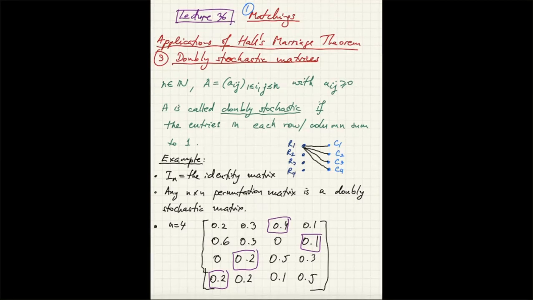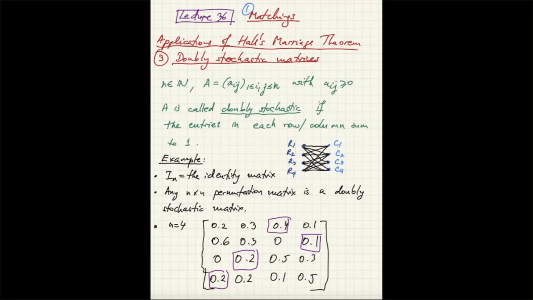On the second row, there's a 0 entry in the position 3, so row 2 is not going to be adjacent to column 3, but it's adjacent to column 1, column 2, and column 4. Row 3, there's a 0 in the position 3, 1, so there's no edge between row 3 and column 1, but there are edges between row 3, column 2, and column 4, and row 4 has edges to everybody else. So it's a very dense graph. It's essentially the complete bipartite graph K_4,4 minus 2 edges corresponding to these 0 entries.